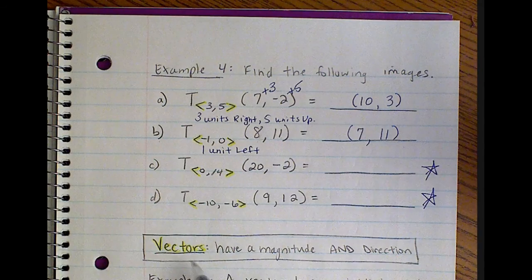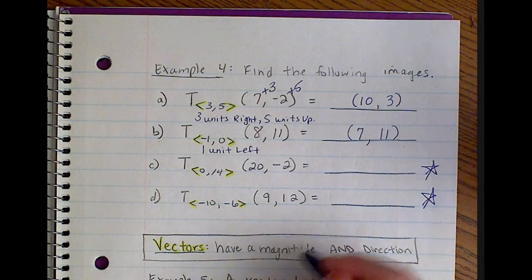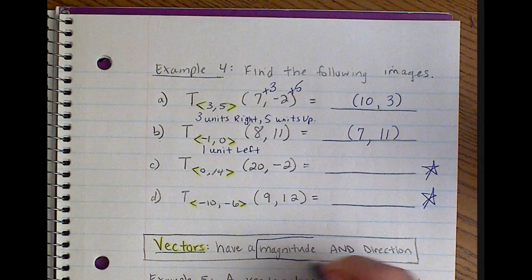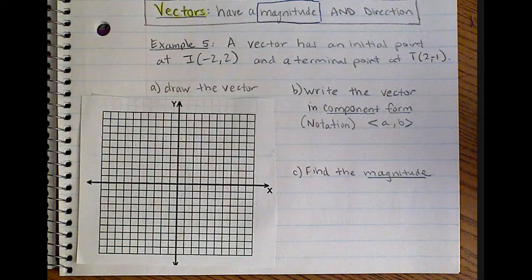Once again, just a quick little reminder that vectors have a magnitude and a direction. So what we're about to do now is figure out how to calculate the exact magnitude when you're given a vector, instead of just saying, oh yeah, it's moving by that much. We want to find out the exact value.